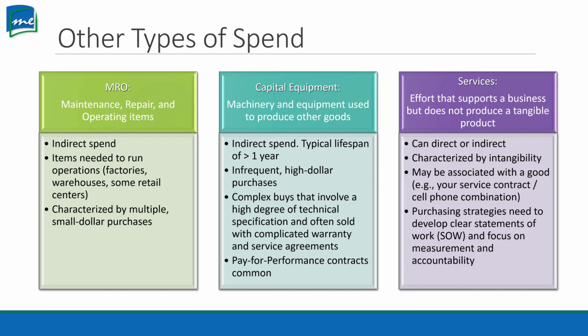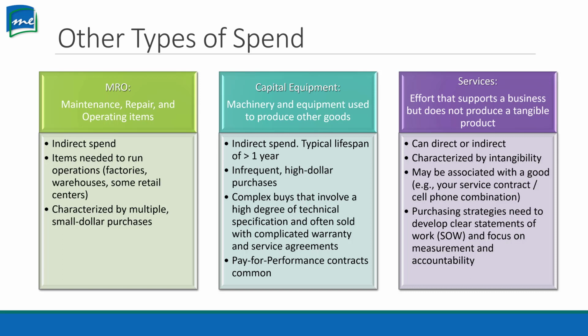So under indirect, we usually have a couple other categories. So we have our MRO, maintenance, repair, and operations. So this is indirect spend. These are items needed to run our operations, our factories, warehouses, some retail centers. So think about that. Maintenance. We need to keep the machines running. You might need to add oil, grease. Might need to have them checked every so often. If something breaks, you need to have it repaired.